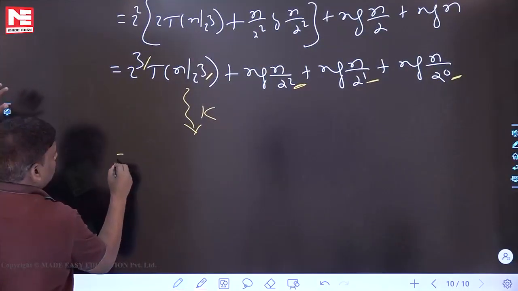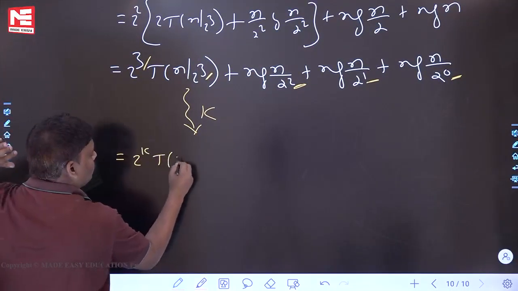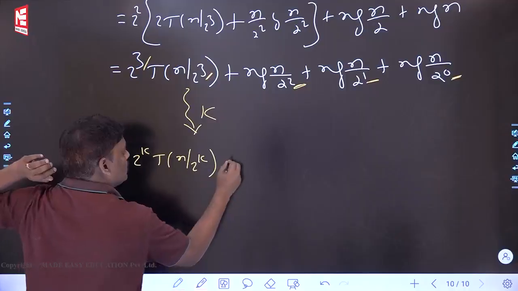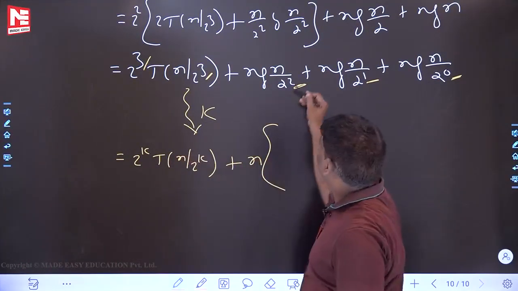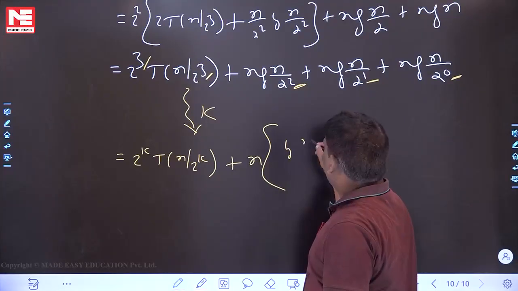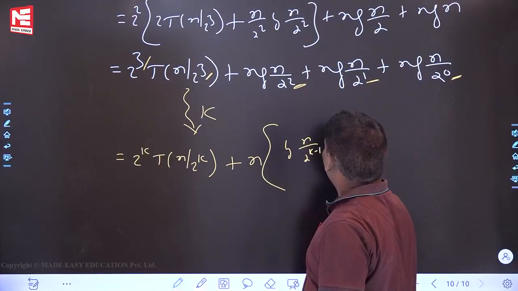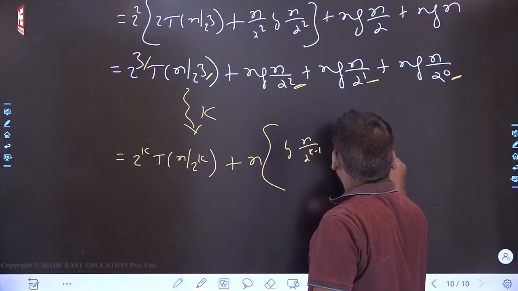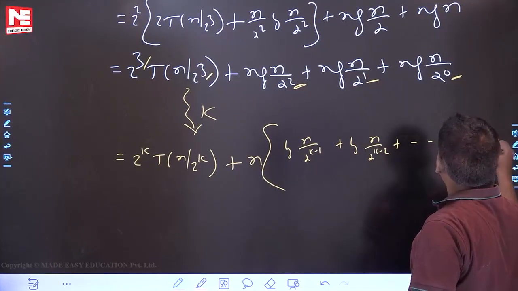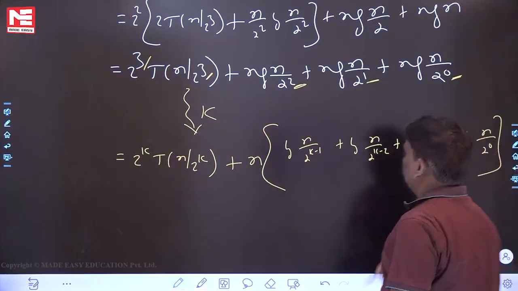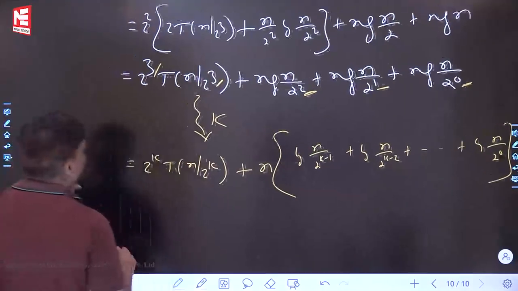K times, right? It will go 2 power k T(n/2 power k) plus n common. What is the remaining? If it is k, it is k minus 1. What is the answer? log n/2 power k minus 1, log n/2 power k minus 2. It is decreasing. Lastly, log n/2 power 0. Now find the k value.